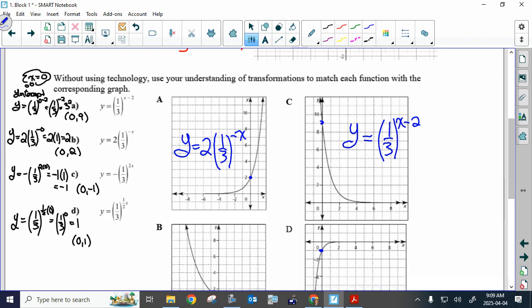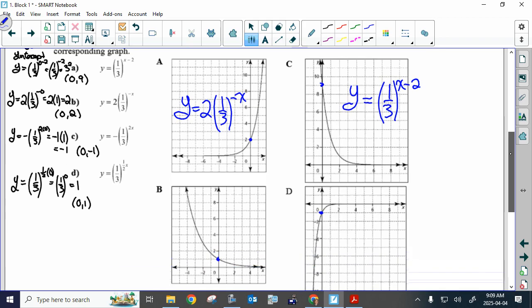If I were to take the negative sign to the base, it would become 3 to the power of x, and this would become an increasing exponential function. Do you guys kind of see that? Or you can see it as a reflection across the y-axis.